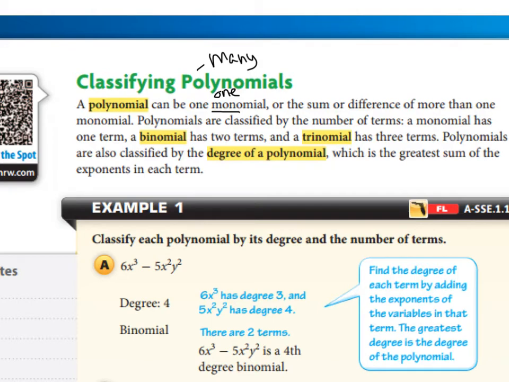It's kind of like an overall category. For example, if you think about shapes, quadrilaterals are four-sided shapes, but you can get more specific than just quadrilateral. You could call it a square, you could call it a rectangle, but those are still classified as a quadrilateral, so it's very similar to that. So monomial is the first type of polynomial, which means one term.